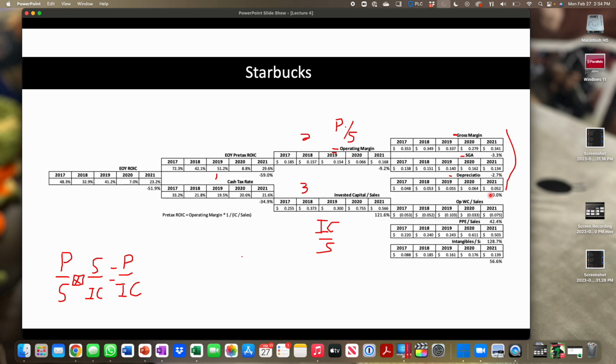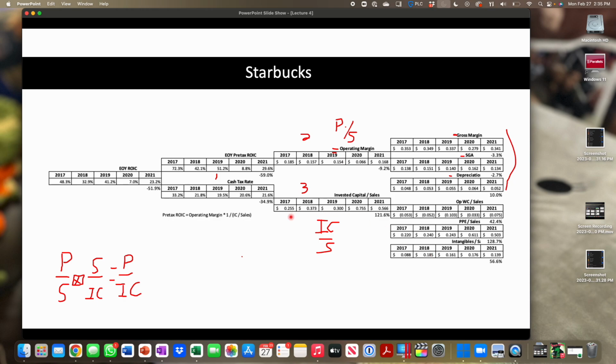1, it's the spending on working capital. OpWC is operating working capital. 2, it's the spending on PP&E as a percentage of sales, spending on property, plant, and equipment. 3, spending on goodwill and intangibles. That's the intangibles line. You add up these 3 things as a percentage of sales, working capital plus PP&E plus intangibles as a percentage of sales, that equals total invested capital, operating invested capital as a percentage of sales. So this is the sum of these 3.